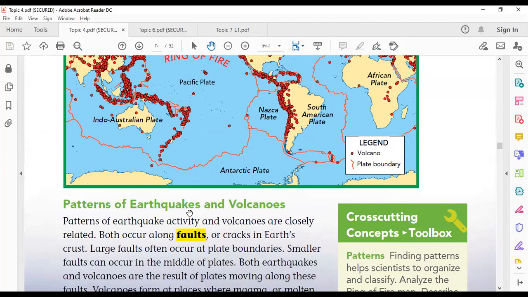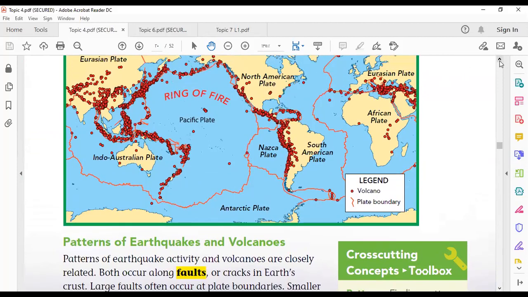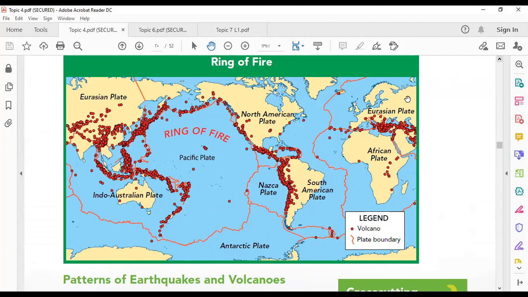So look at this map. This map shows the plates of Earth's surface. These plates again under the ground. You can't see them by your eye. They are under the ground. Look, the world or the earth that we live on is made up of plates. These plates are always moving, as I told you.